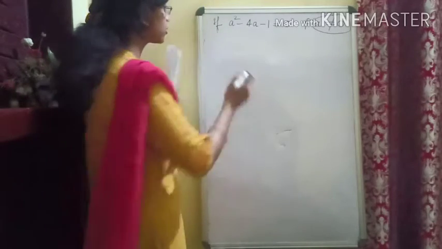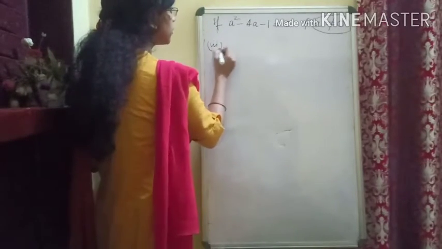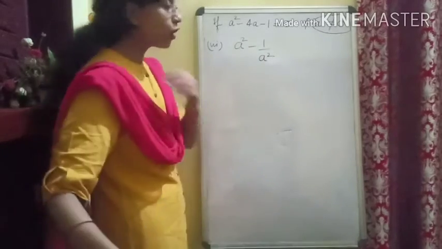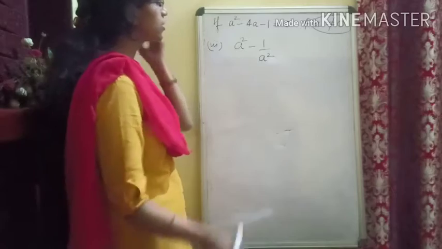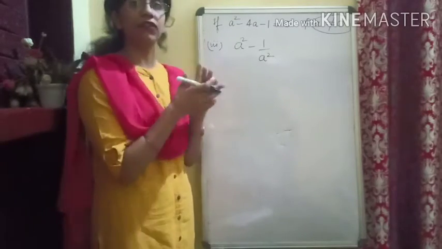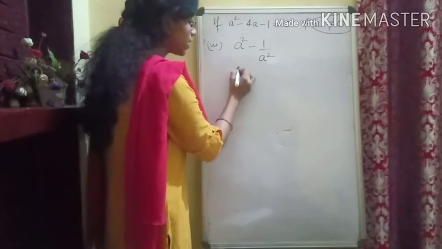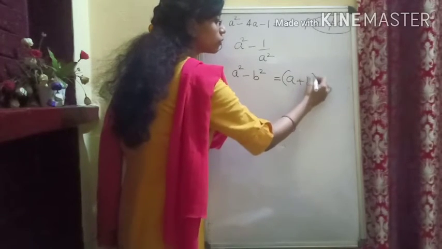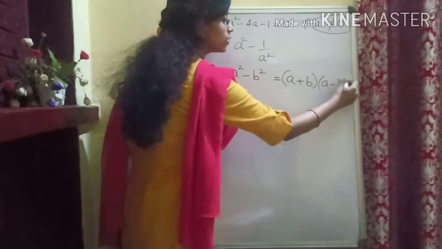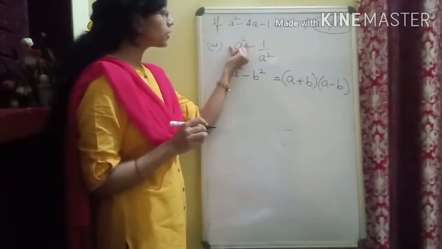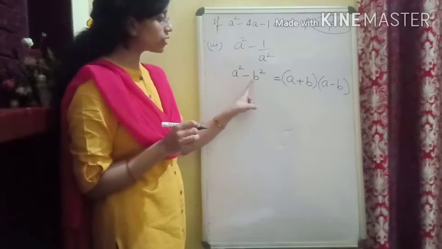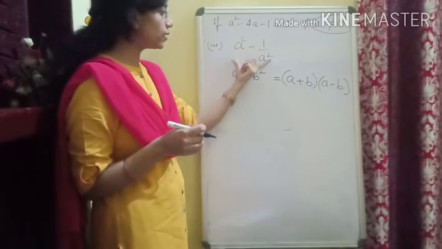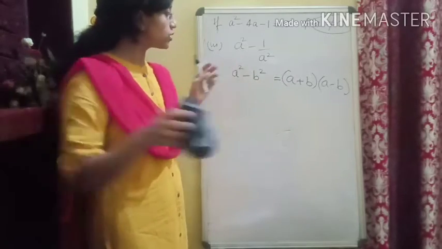The next part of the question is to calculate the third part, a square minus 1 upon a square. Now what are we going to do with this? This is exactly the identity which we learned in the last class. It is like a square minus b square equals a plus b in one bracket and a minus b in the other bracket. Now if you see, what is at the place of a square? Exactly a square. What is at the place of b square? It is 1 upon a square. So we are going to use this identity.